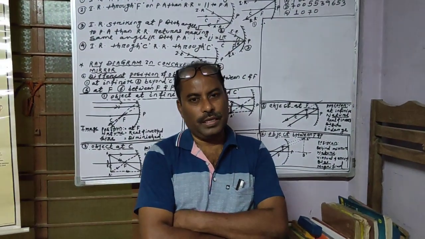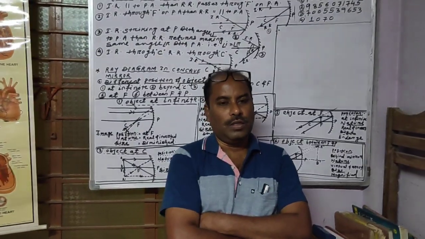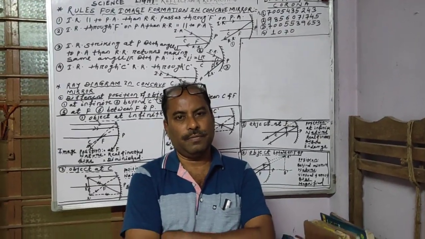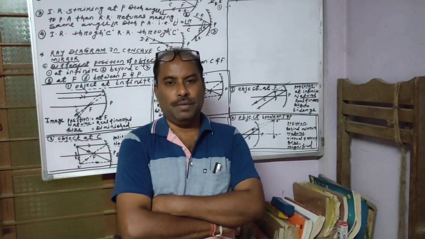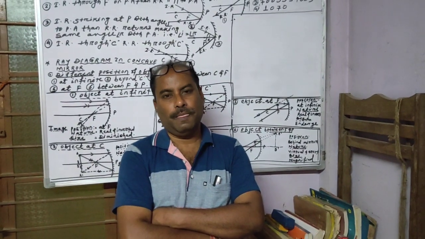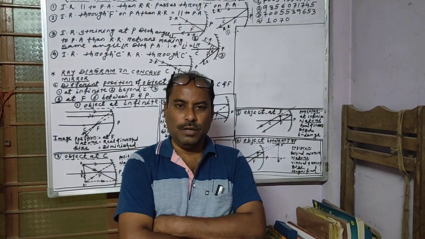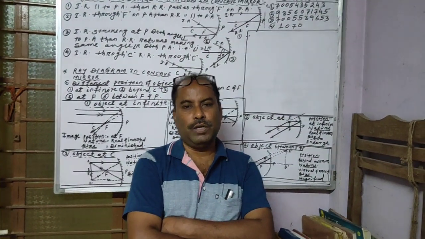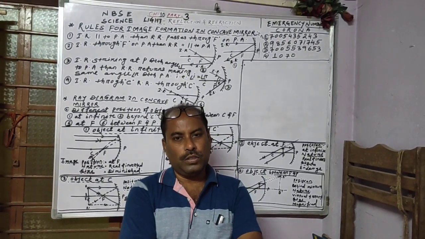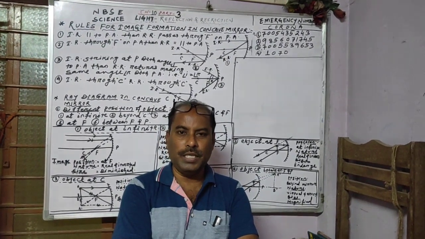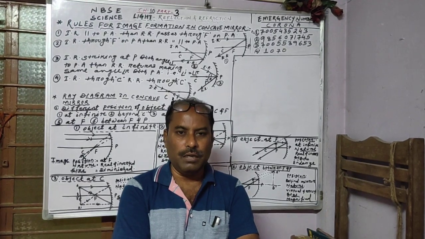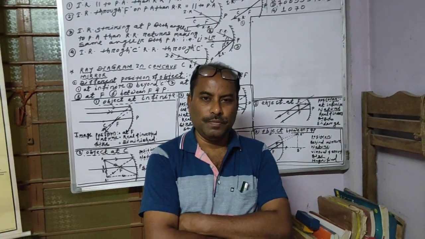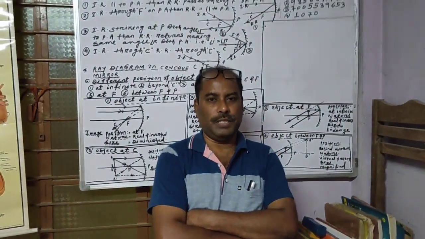So today we have to continue the third part of chapter 10, Science class 10, NBSE. The chapter name is Light, Reflection and Refraction. We have done two parts already. So today we will go to the third part, and we will deal with the rules required for image formation in the spherical mirror and how to draw the ray diagram, especially in the concave mirror.